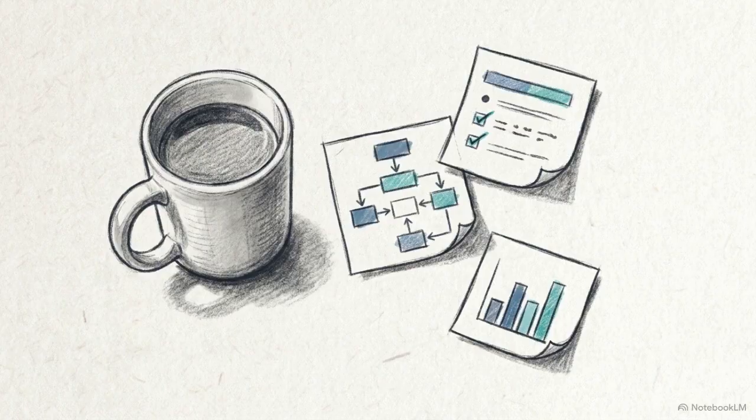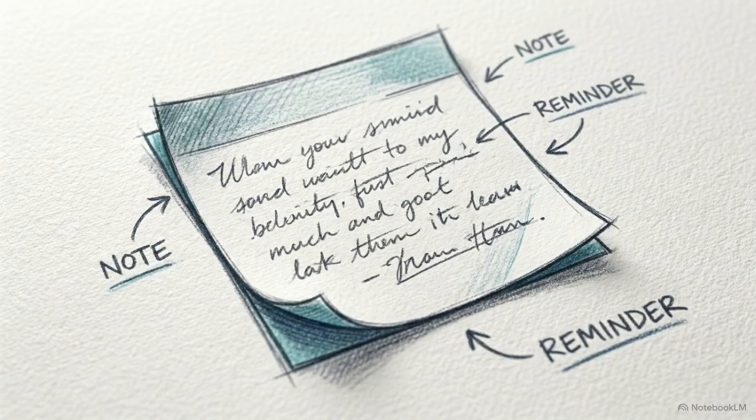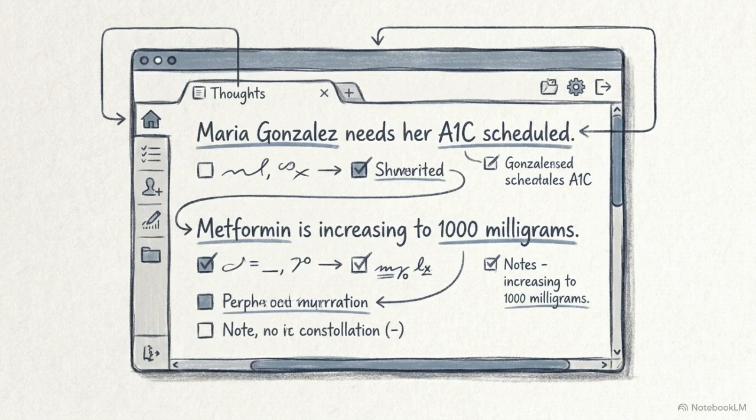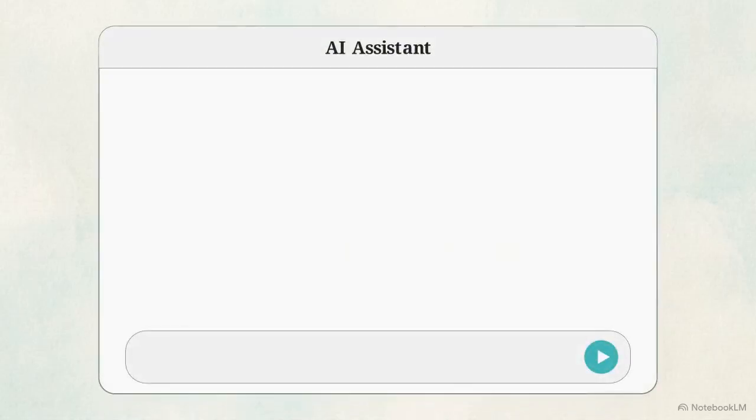Let's apply this to a second scenario. The morning huddle just ended, and you need to email a patient based on scattered notes. Your notes look like this. Maria Gonzalez needs her A1C scheduled, and her metformin is increasing to 1,000 milligrams. We return to the AI interface to execute the PrEP framework on these new inputs.